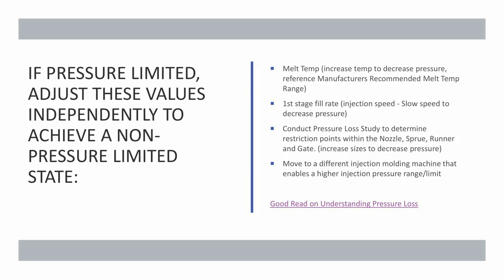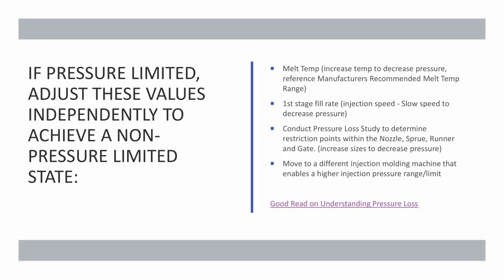Another thing you can do is conduct a pressure loss study to determine any restriction points throughout the feed system: the nozzle, the sprue, runner, the gate. And then once you find out where those restrictions are, you can increase size accordingly to help decrease that pressure and have good, stable pressure drops across the board.